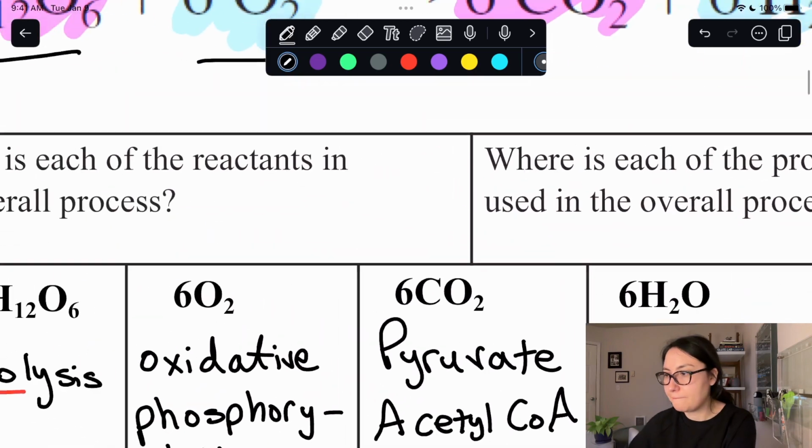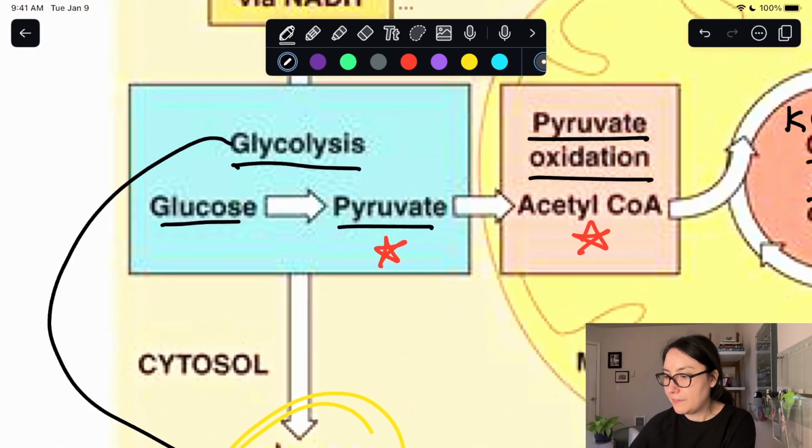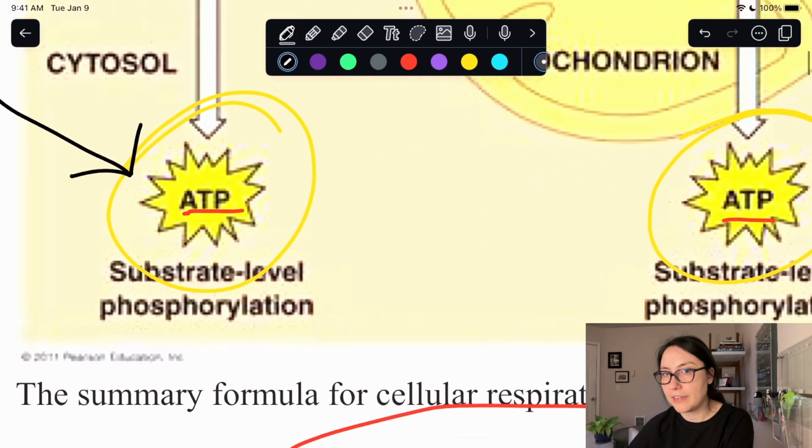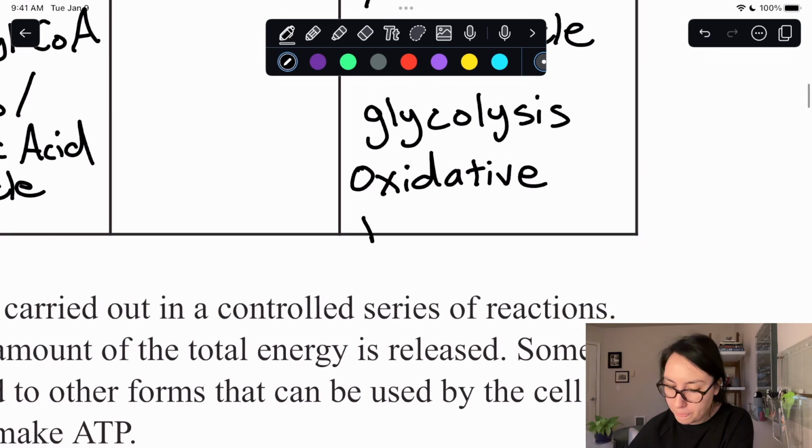And why do you say that? Because here's glycolysis and there's ATP. So in the process of glycolysis, ATP is created. And the last portion where you'll see it is in the oxidative phosphorylation.